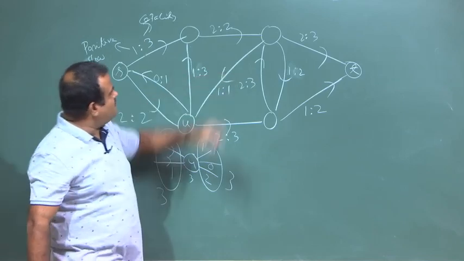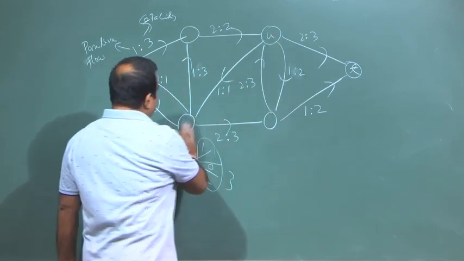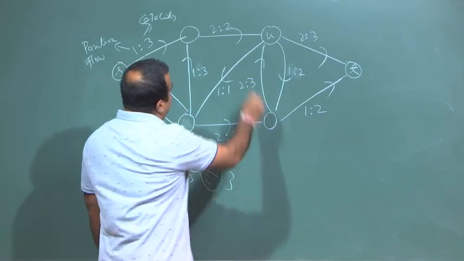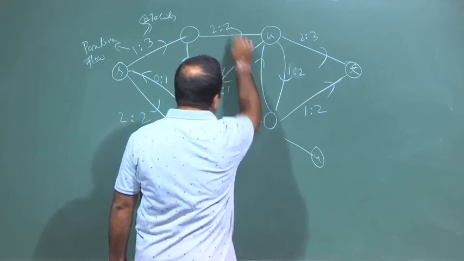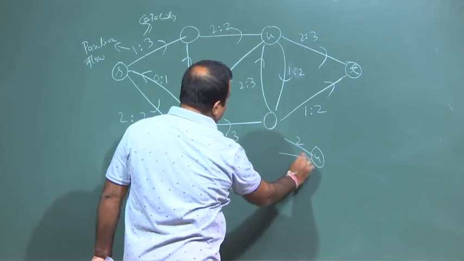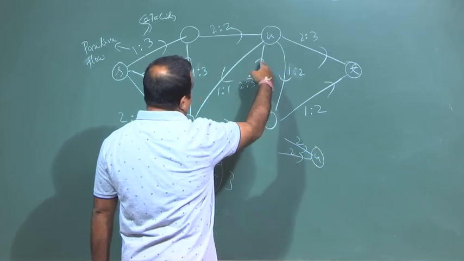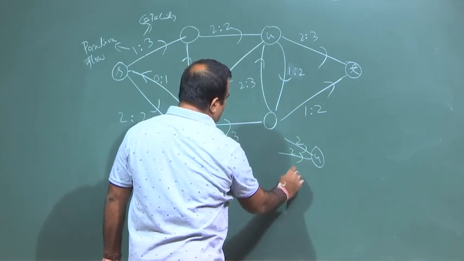So, we can verify this for any other node. Suppose this node, for this node, suppose this is our u. What do we have? How many are incoming? So, this is u, incoming is this 2, and another 2, this one, and no more. So, total 4.